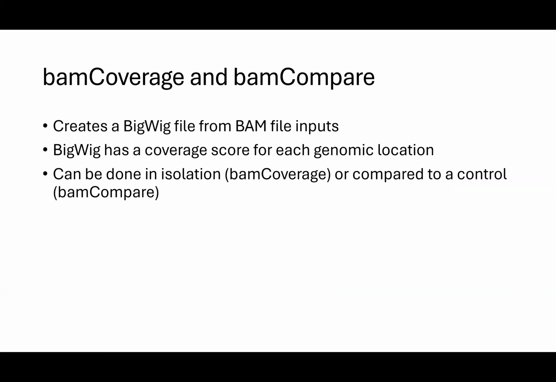The next thing to do is to make what's called a bigwig file. So this gives you that coverage that I was talking about, which I'll show visually in a second. Deep Tools has two versions. One's called BAM coverage and one's called BAM compare. Sort of as the names imply, BAM coverage just does this with that sample by itself, and BAM compare is going to compare it to a control.